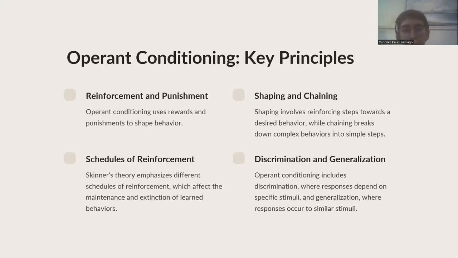If it's a good behavior, we maintain it. If it's a bad one, we extinguish that behavior. And then discrimination and generalization: discrimination is where the response depends on a specific stimulus, and generalization is where the response occurs to similar stimuli. That's the whole idea.